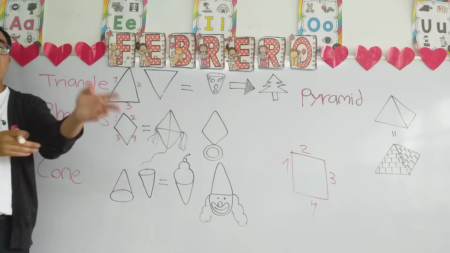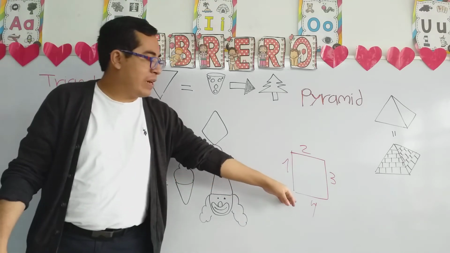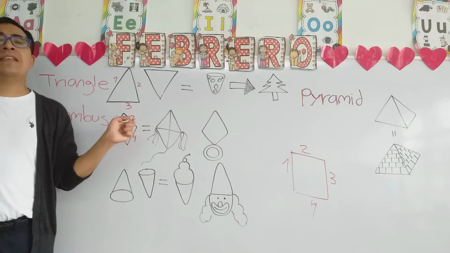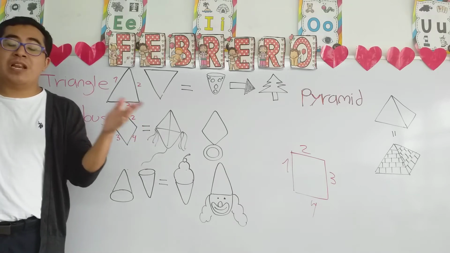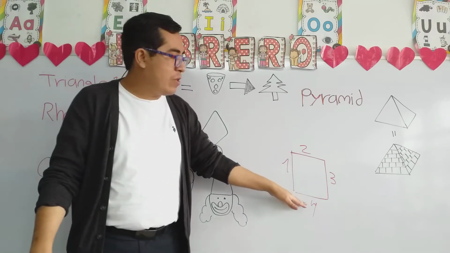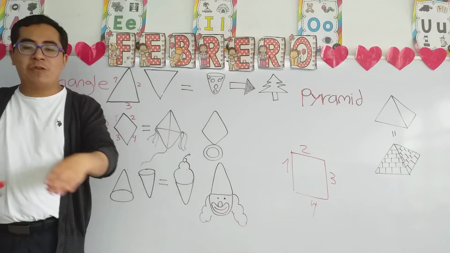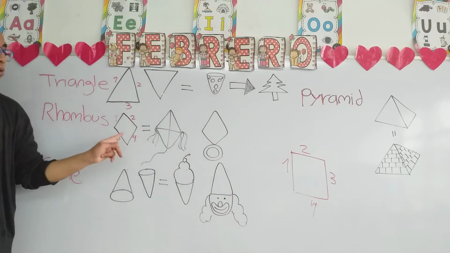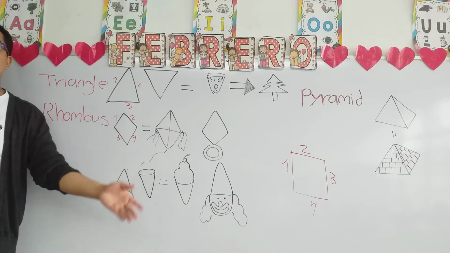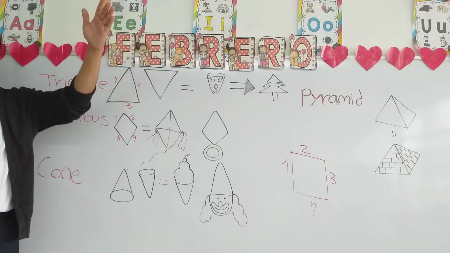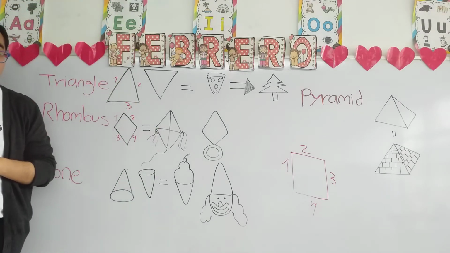Okay, en el caso de los cuadrados, recuerden que un cuadrado y un rombo tienen 4 lados. Entonces, ¿cuál es la diferencia? Un cuadrado solamente está en forma horizontal. En el caso de los rombos, estos están inclinados. Y sí se ve una diferencia de la forma.